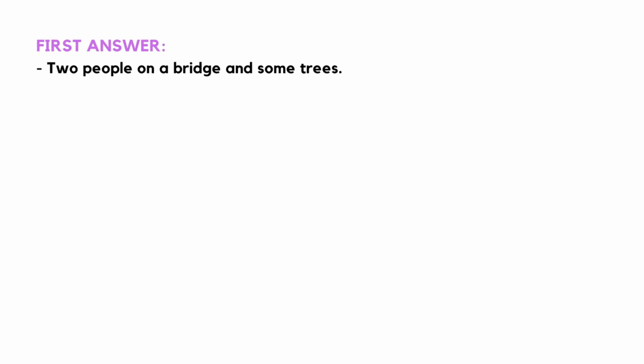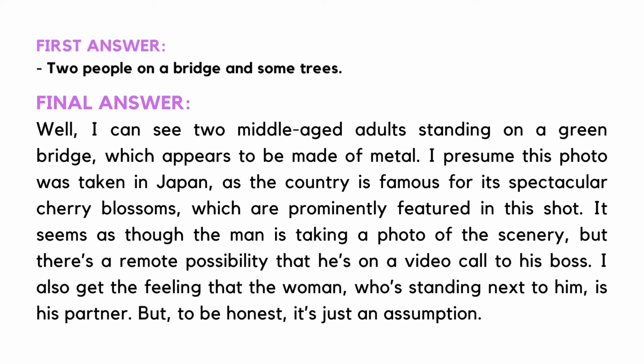Let's see how much you have leveled up your English. We started off with our answer of two people on a bridge and some trees. And now our final answer. Well, I can see two middle-aged adults standing on a green bridge, which appears to be made of metal. I presume this photo was taken in Japan, as the country is famous for its spectacular cherry blossoms, which are prominently featured in this shot.